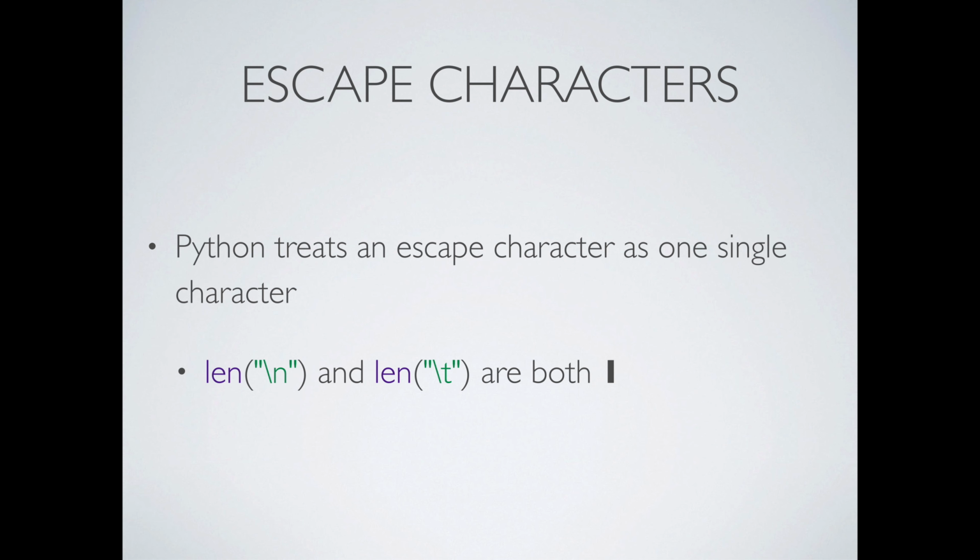The only reason why we have to type it as 2 characters is so that we can differentiate between new line character and N, for example, or tab character and T. So we have to type 2 things on our keyboard, but Python reads it as 1 single character. So be careful about that.